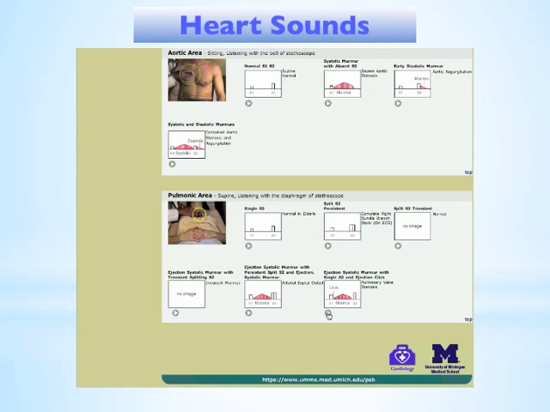Now you can go to that site and listen to those sounds. You only have to know the normal sounds, you don't have to know the abnormalities, but you may find them interesting.